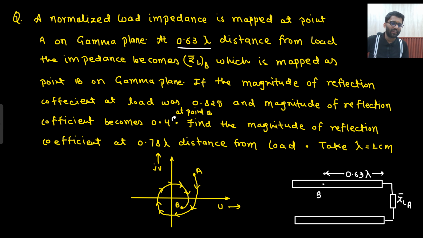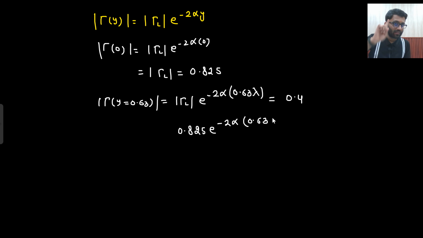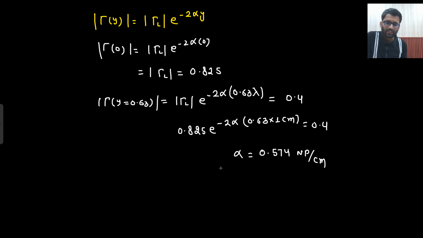What is the value of lambda? Lambda is 1 centimeter. Remember, length is in centimeter, so the unit of alpha will be Napier per centimeter. So 0.4 equals this, and from here we can find the value of alpha. I need to use a calculator. The value is 0.574, but remember it is Napier per centimeter. So this is the value of alpha.